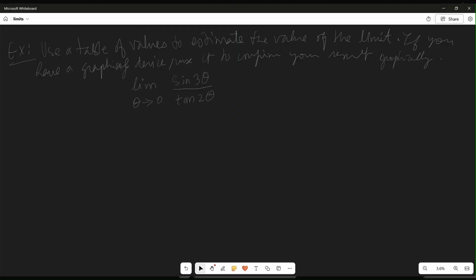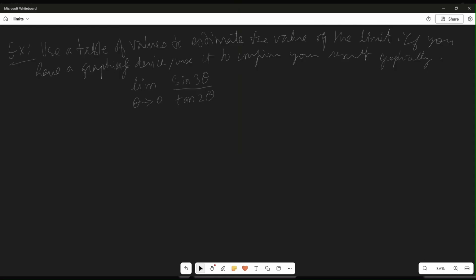Use a table of values to estimate the value of the limit for this function. If you have a graphical device, use it to confirm your result graphically. Okay, so I do not have a graphing device, so I'm just going to try to estimate the value for this function as theta approaches 0 for this function sine 3 theta divided by tan 2 theta.